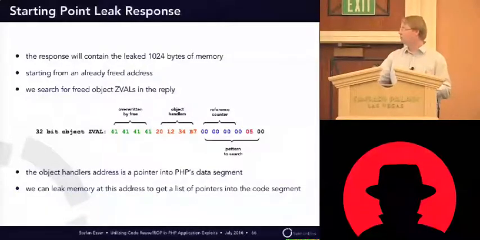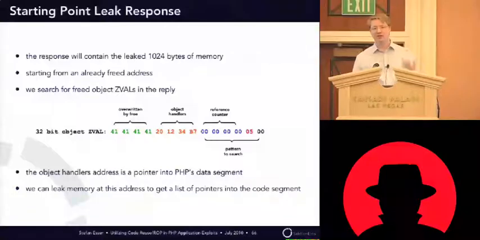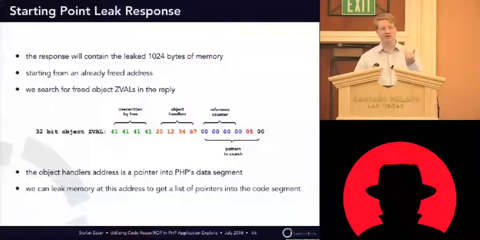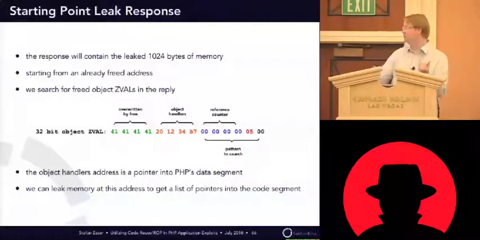So when you find this in memory, you assume that the 4 bytes before point to the object handlers. And the object handlers is a table, usually in the data segment, especially for PHP. Internal object is always in the PHP data segment. And so by just going through the memory just leaked, you can find out where the data segment of PHP is, at least the one struct that you are interested in now.